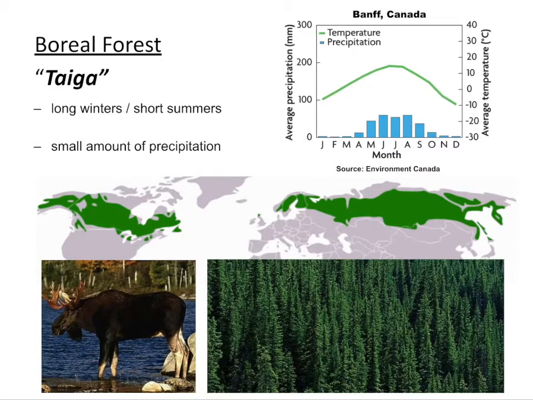And then the boreal forest, the taiga. So taigas have long winters and short summers and small amounts of precipitation. If you look at that average precipitation graph, you see how half of the year there's very, very little rain and very little precipitation. And then it stays cold. It doesn't get very warm even in the summers.